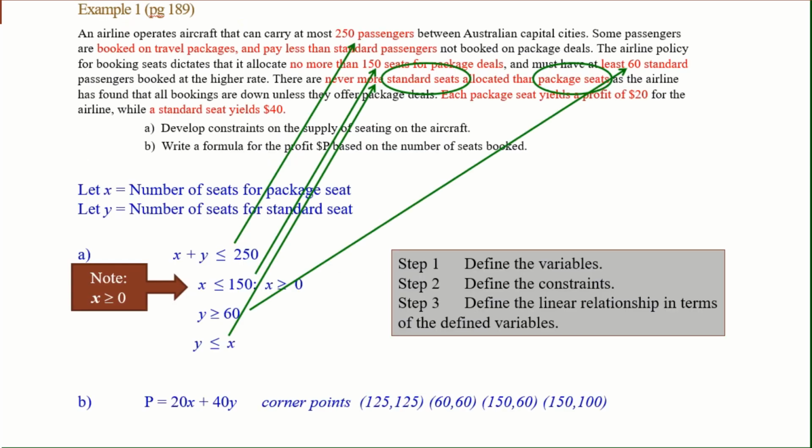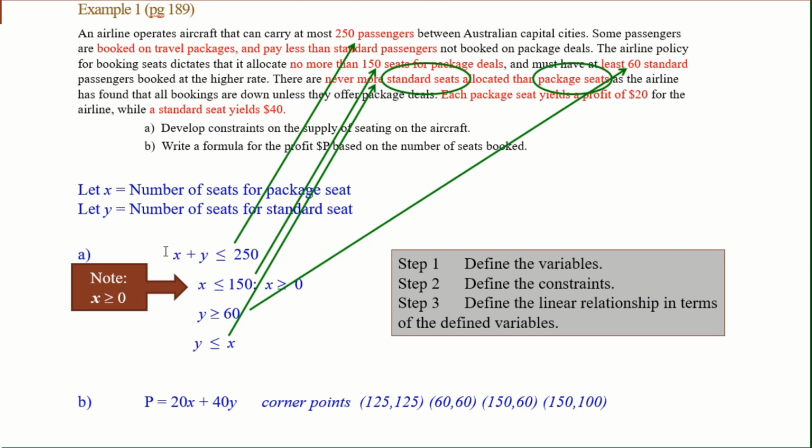Alright, so let's look at example 1. An airline operates aircraft that can carry at most 250 passengers. So x plus y will be lesser or equal to 250. So at most, at least, this is where all your constraints are sitting. So x is package seats. Don't worry, in your manual it is not given to you, but in your exams, they will already tell you which is x and which is y. So you just follow.